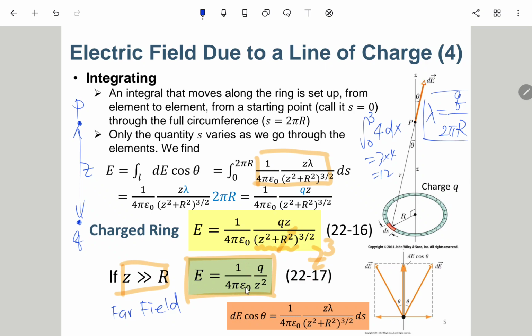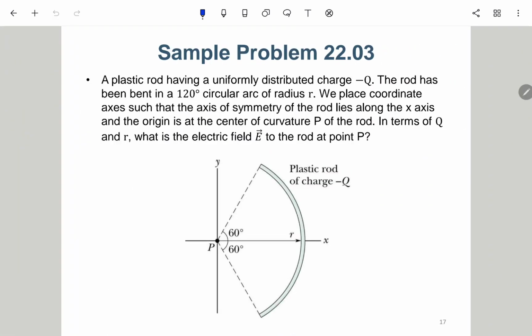Okay, so far any questions? No. Okay, so here let's take a look at a sample problem. For this sample problem, we really need the integration.